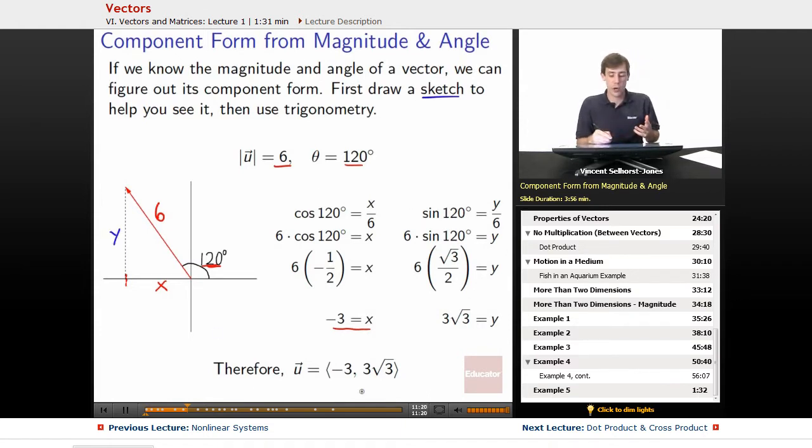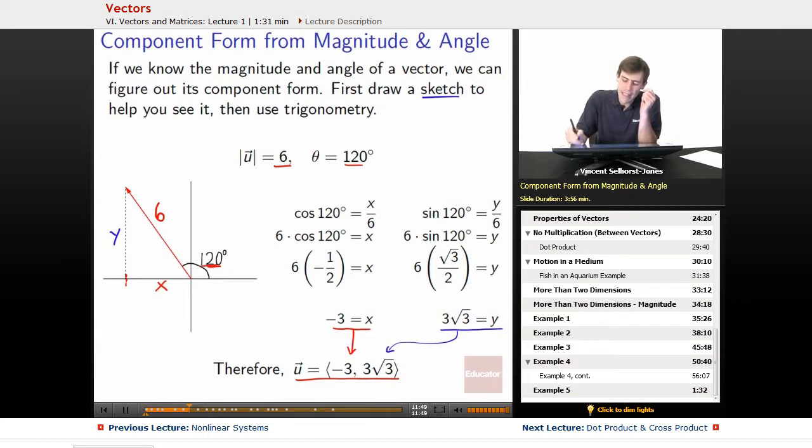Y, the vertical component: sine of 120, the angle we're dealing with, is equal to the vertical component divided by the length of the entire segment, 6 in this case. So sine 120 equals y over 6. Multiply both sides by 6. Sine of 120 is root 3 over 2, so it simplifies to 3 root 3 equals y. At that point, we take both of these pieces of information, slot them into our u, and we've now got component form. Our u is equal to negative 3 comma 3 root 3.